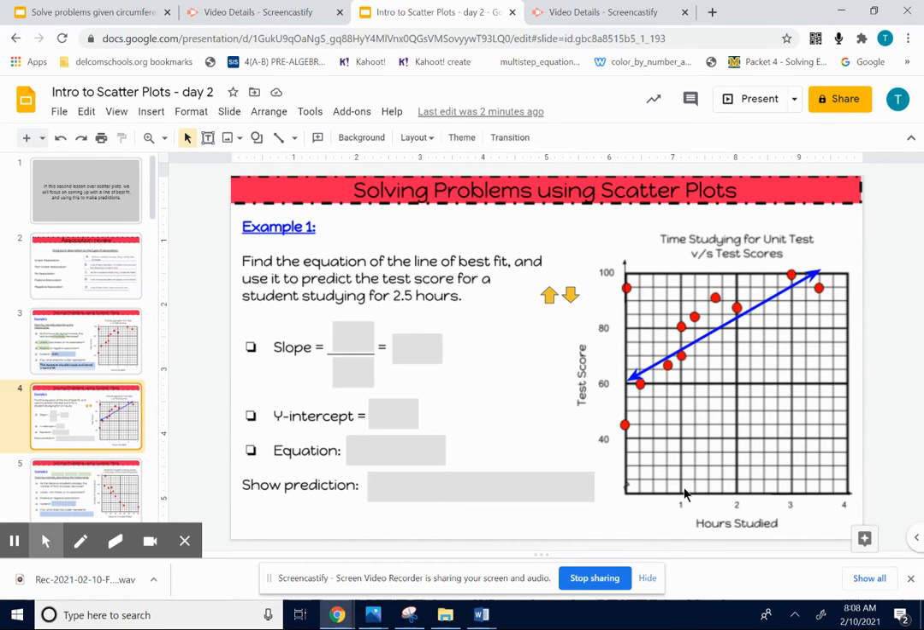On the x-axis, here's 1 and 2. Halfway between would be a half. Every 2 spaces is a half an hour. So when I do my slope, it's really important I think about that. To find slope, find 2 corner points on the blue line. Ignore the red dots now, guys. I don't care about those red dots anymore. I'm just looking at the blue line.